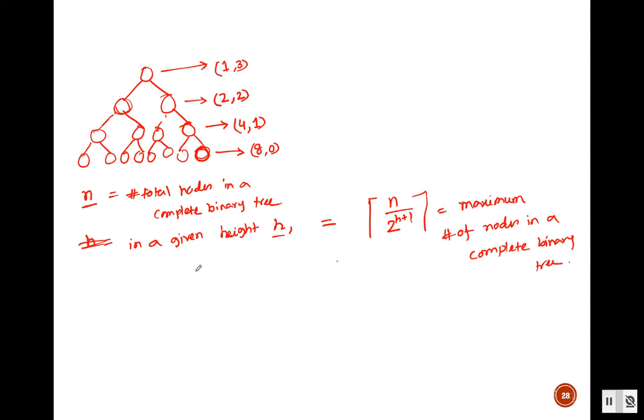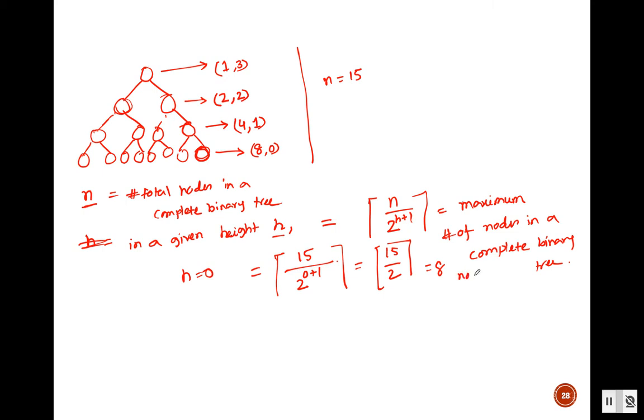For example, in height 0, how many nodes can we have? In this example we have a total of 15 nodes, so n equals 15. In height 0 we can have 15 divided by 2 to the power 0 plus 1, and if we take the upper bound, 15 by 2 is 8 nodes. So with height 0 we can have at best 8 nodes.